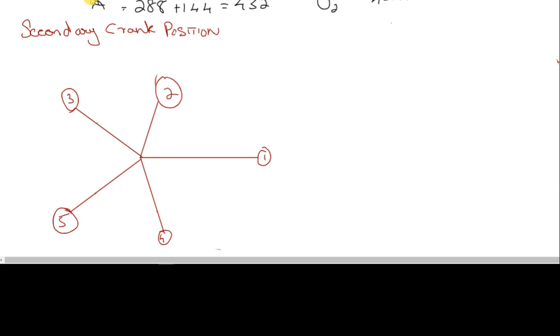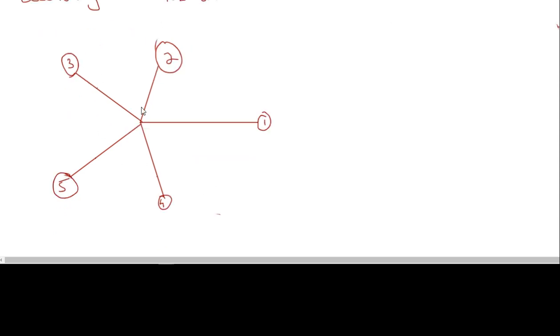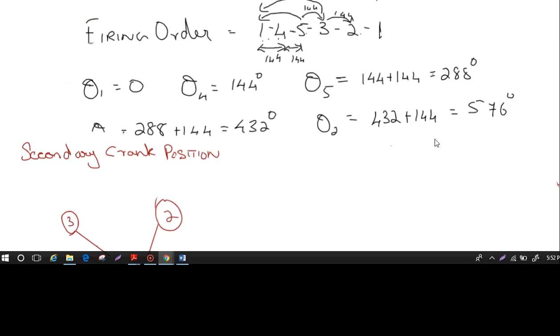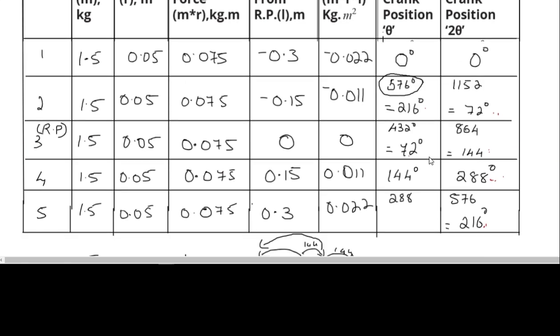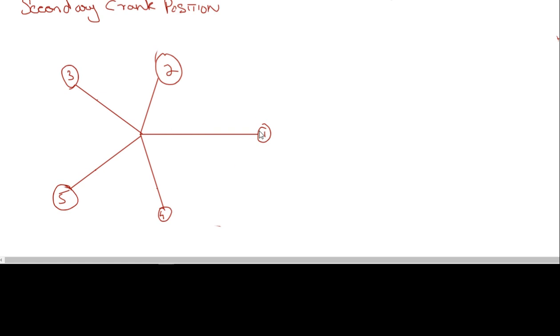If you notice here, this was the same diagram for the primary crank also, but the numbers are changing. For the primary crank position, that 144 degree was occupied by the fourth plane, whereas in the secondary crank position, 144 is occupied by the third plane. And 72 was occupied by the third one, whereas in the secondary crank, 72 is occupied by 2. Similarly, 216 is now occupied by the fifth one, whereas in primary it was occupied by 2. Similarly, all the crank positions are the same, only the names are different. So this is the crank position diagram.